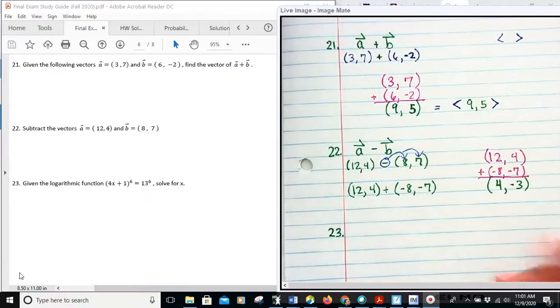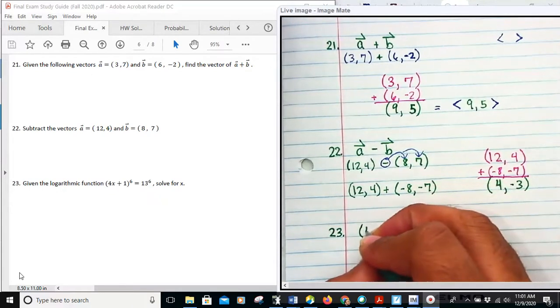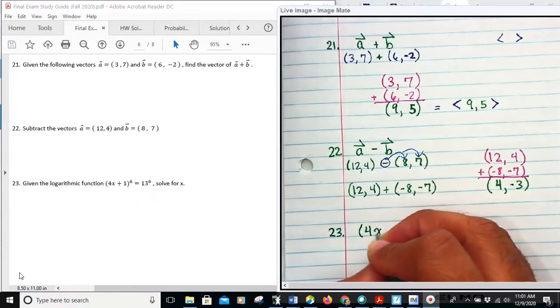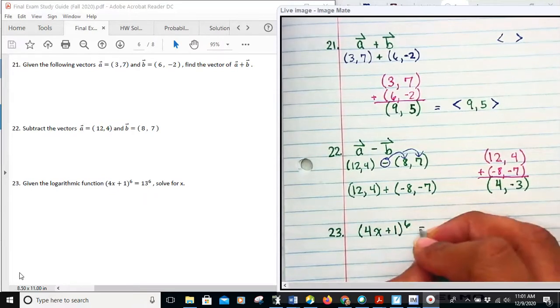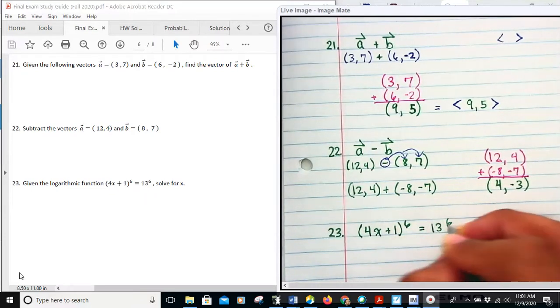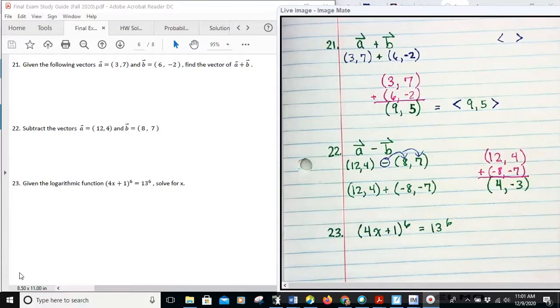All right, 23. Now, for this course, we did not actually focus on solving exponential equations because it's really not part of this course. That's what you did in Math 3. I'm still giving you this problem because you can still figure out how to do this if you know your rules of exponents.